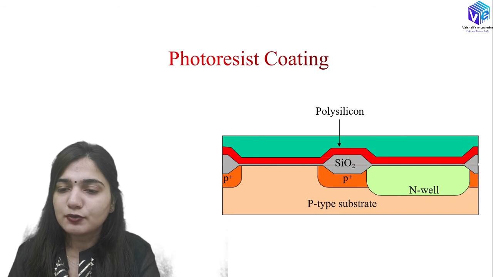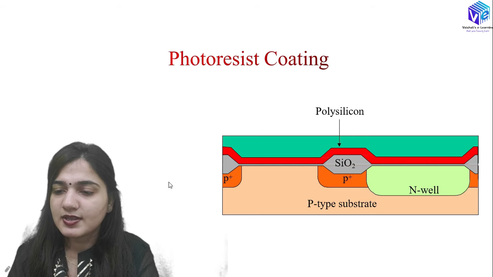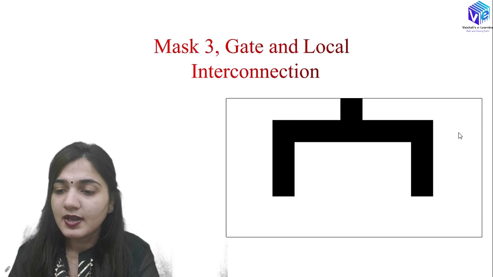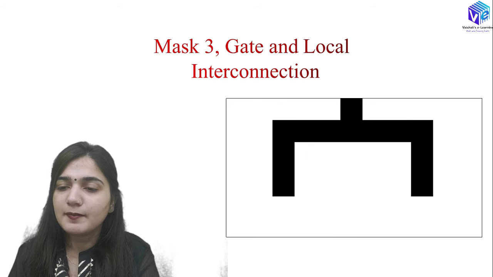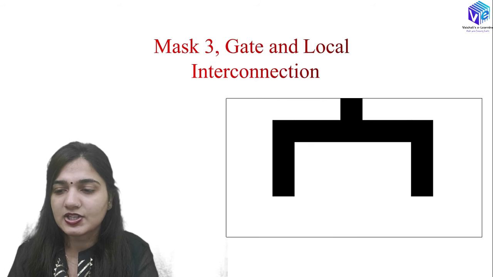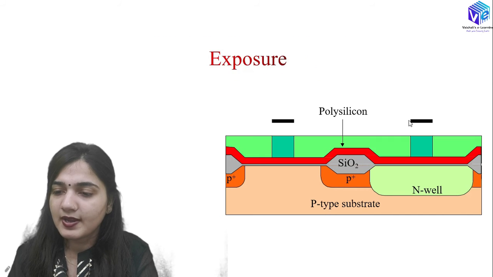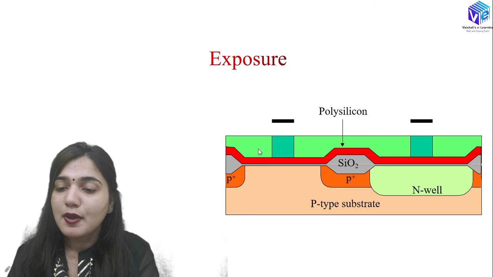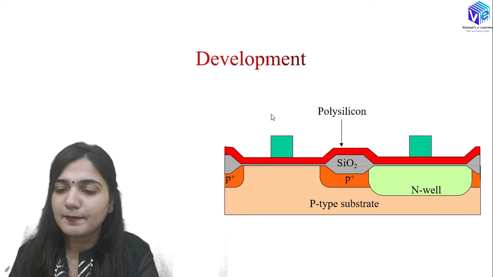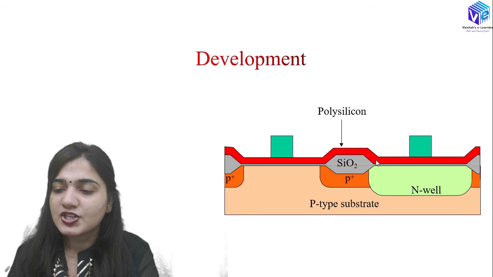Right, so after that we can do the photoresist coating, and you can see here we have the photoresist over here, and after that we will be having the third mask for the gate and the local interconnection, right? So this is the mask that we are using, and here we are exposing it. First of all, we have the alignment phase. We have aligned the mask over here. After that we have the exposure phase, where we have exposed it with the UV light, and after that we go to the development phase, where we have removed the changed characteristics of the photoresist over here, right?